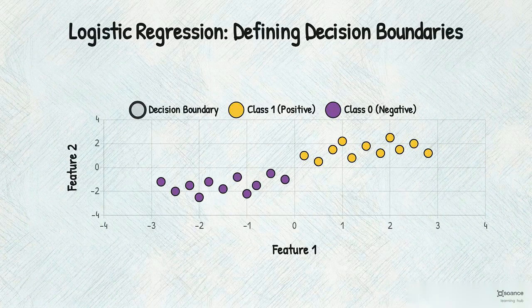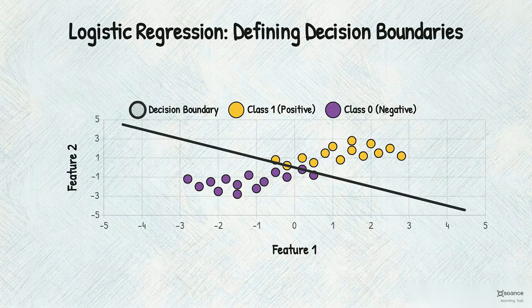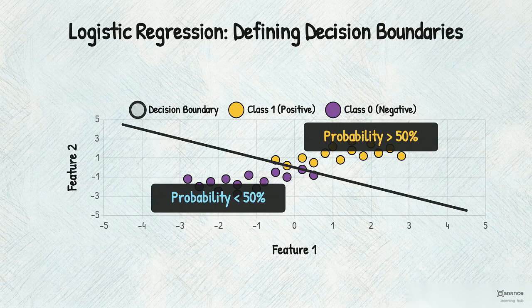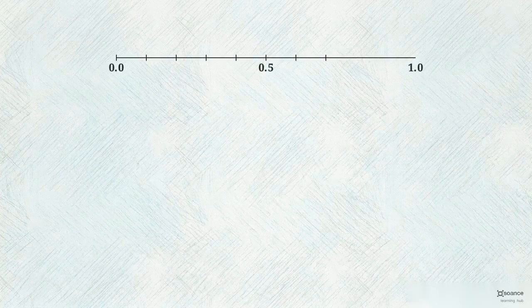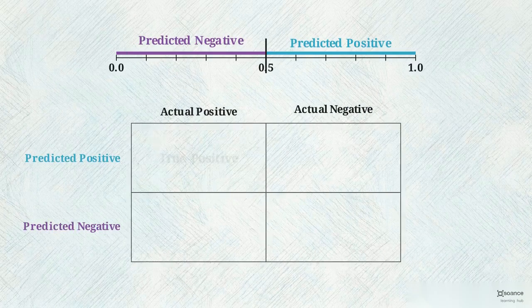We will train a simple PyTorch logistic regression model to divide these two clusters. The model will output probability scores, which we will use to test our custom metrics. The foundation of all classification metrics is the confusion matrix. It tracks exactly how the model's predictions align with reality. By setting a strict probability threshold, like 0.5, anything above the line is predicted positive, below is negative.